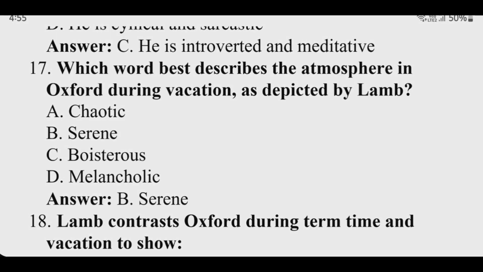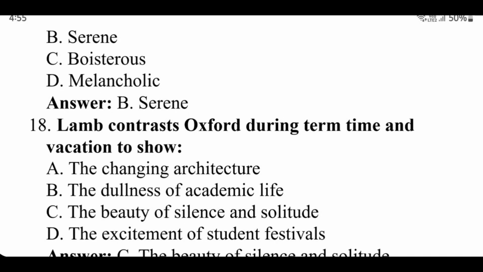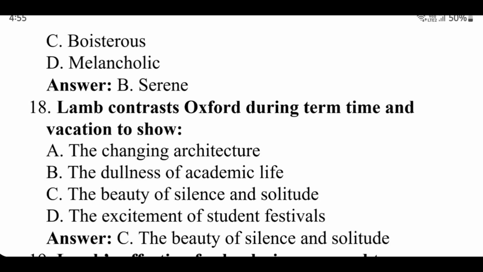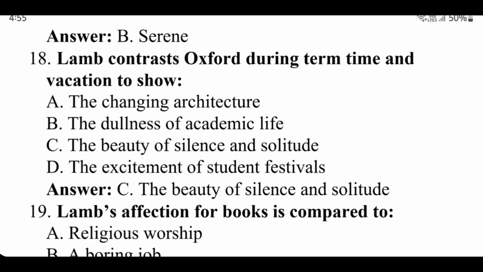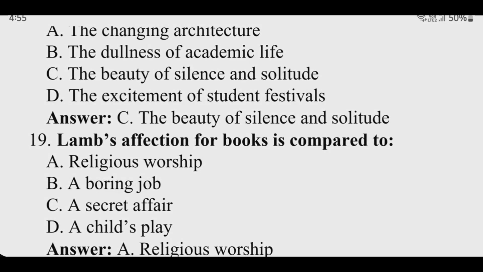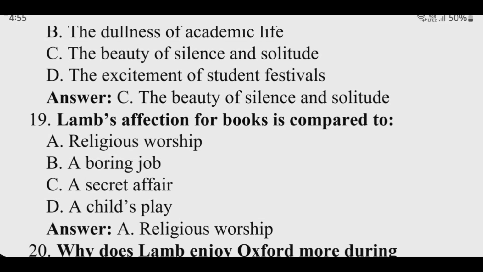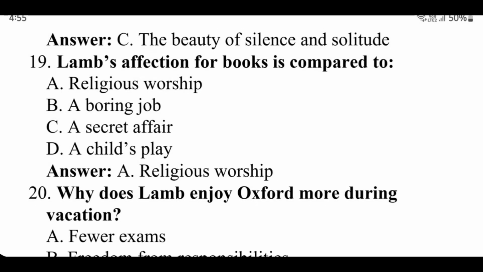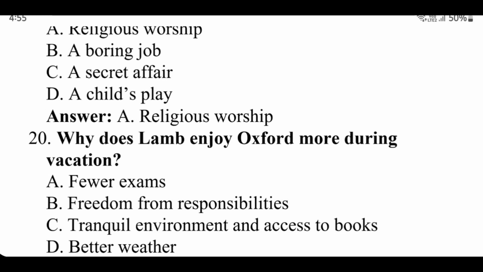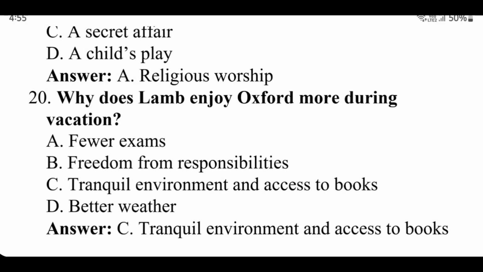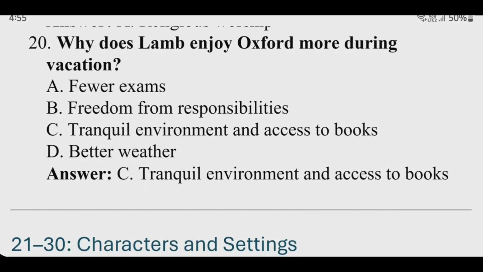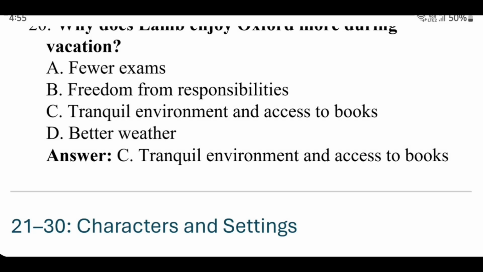Lamb contrasts Oxford during term time and vacation to show the beauty of silence and solitude. Lamb's affection for books is compared to a religious worship. Why does Lamb enjoy Oxford during vacation? Because of the tranquil environment and access to books. Now some questions about characters and settings of this essay.